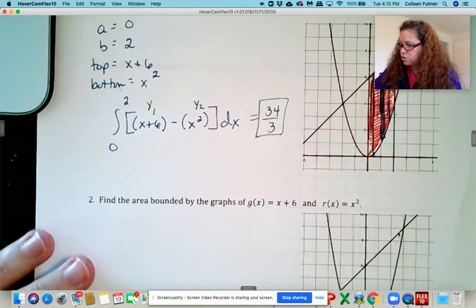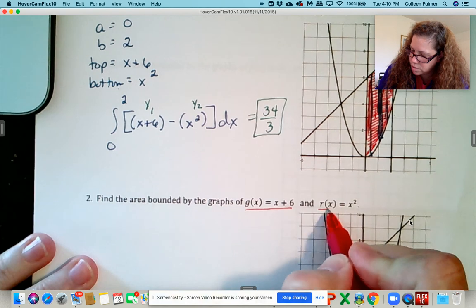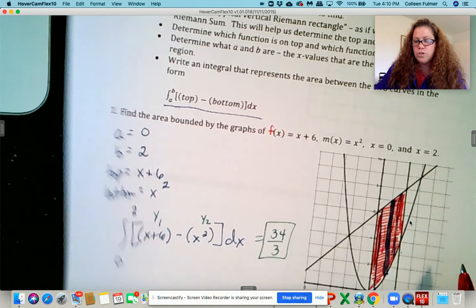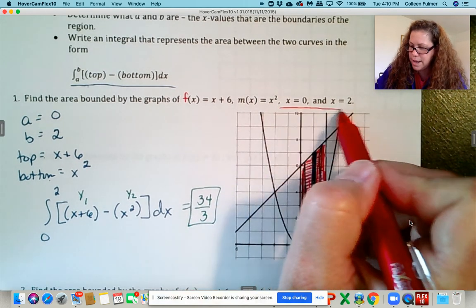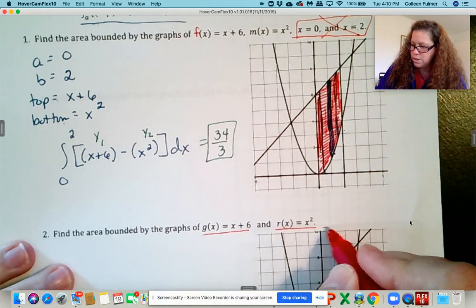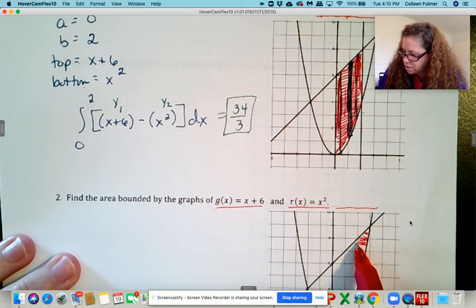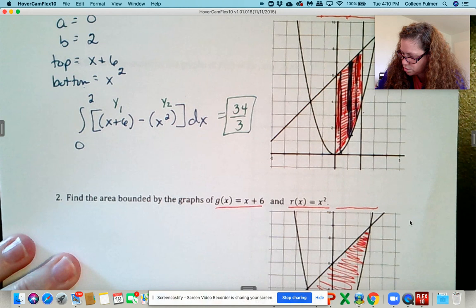Okay, so let's do this one. Same functions, g of x equals x plus 6, r of x equals x squared. Notice what I don't have in this problem. I did not give you the interval. Up here it was 0 to 2. Down here I did not give it to you. So that's basically saying that I'm trying to find the area that's entirely between the parabola and the line. So all of this stuff.